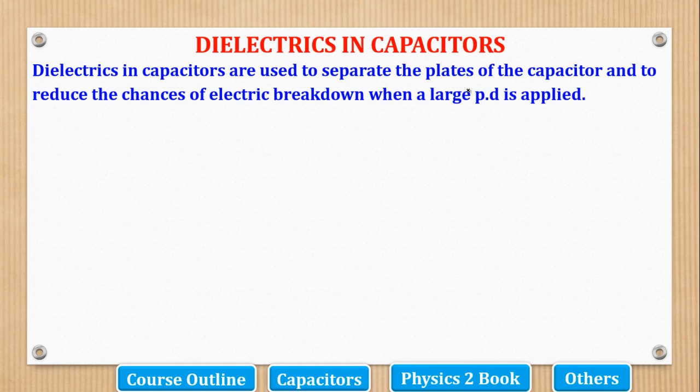So previously we have seen capacitors are represented in this form, and this in between the plates was air or free space or vacuum. But now in this case we shall need to put what we call an insulator or a dielectric, and the reason is to reduce chances of electric breakdown when a large PD is applied. And also another advantage is to separate the plates. But more of the advantages are found in the notes of physics paper 2 in that book.